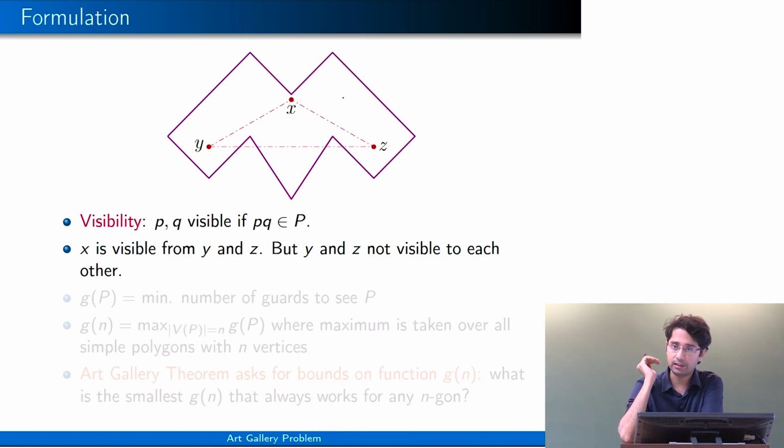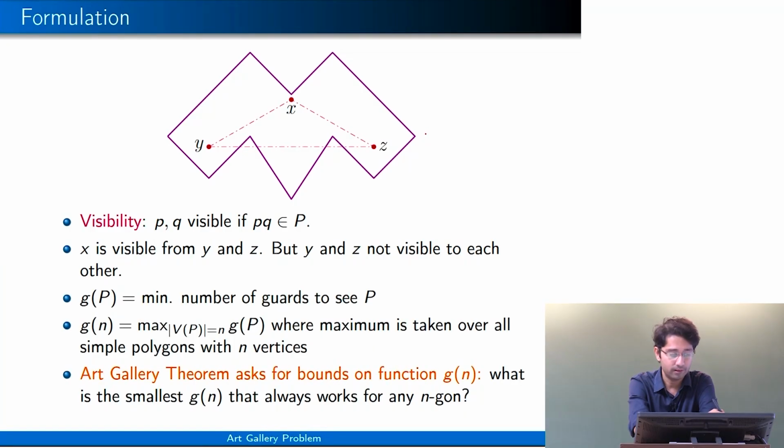Before that, let me formally introduce what visibility means. In this picture, formally, P and Q are mutually visible if the line segment PQ is inside the polygon P. Here P is the polygon in question. So, quickly let me know, can X see Y? Y sees Z? No, right? So, the definition of visibility is clear.